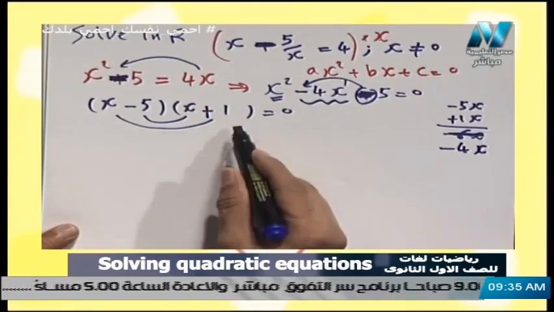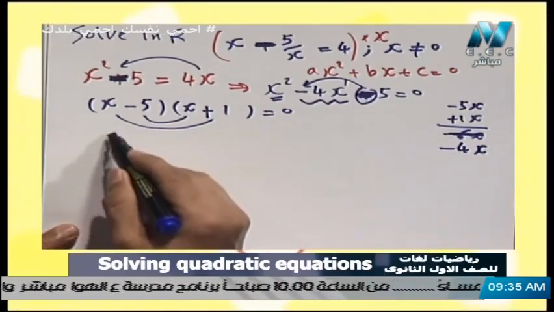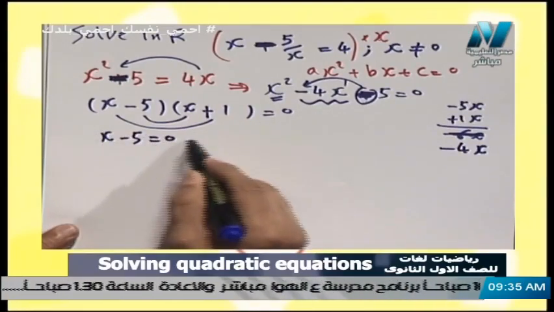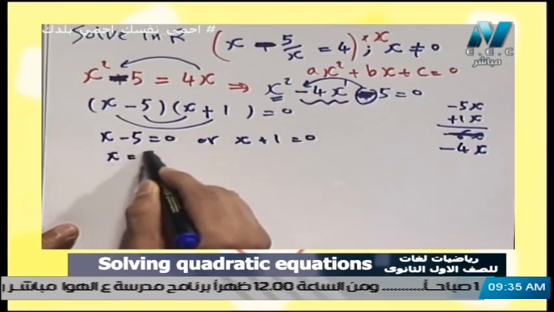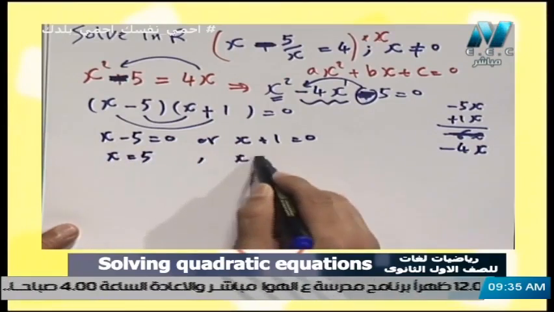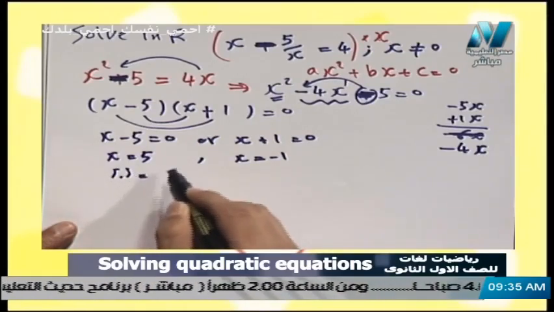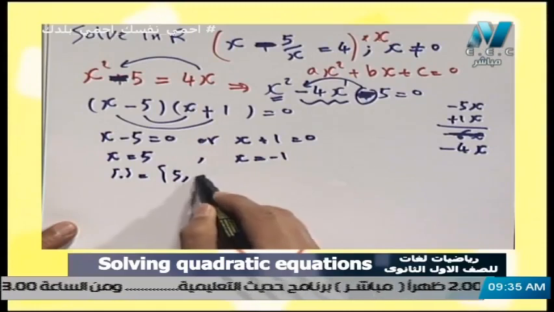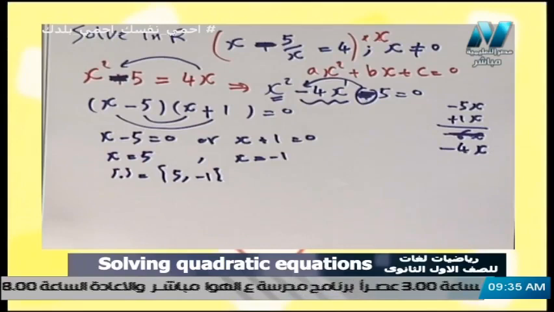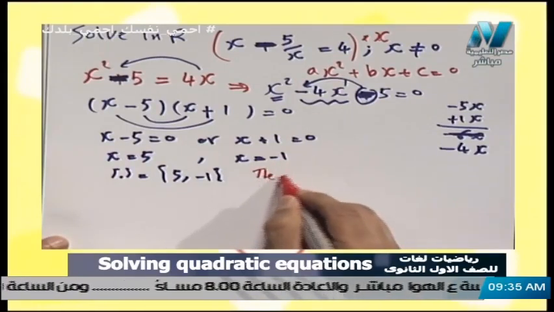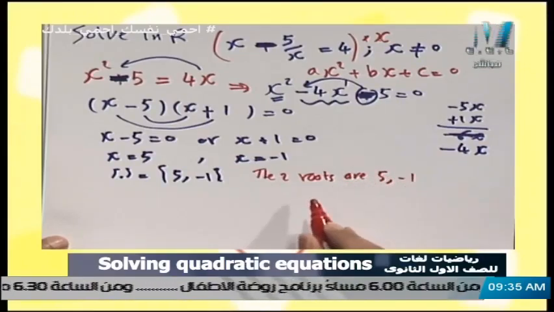Okay, we have here two numbers multiplied by each other, and their product equals 0. That means that x minus 5 equals 0, or x plus 1 equals 0. So x equals 5 and x equals negative 1. So solution set here is 5 and negative 1. And the two roots of this equation here are 5 and negative 1.